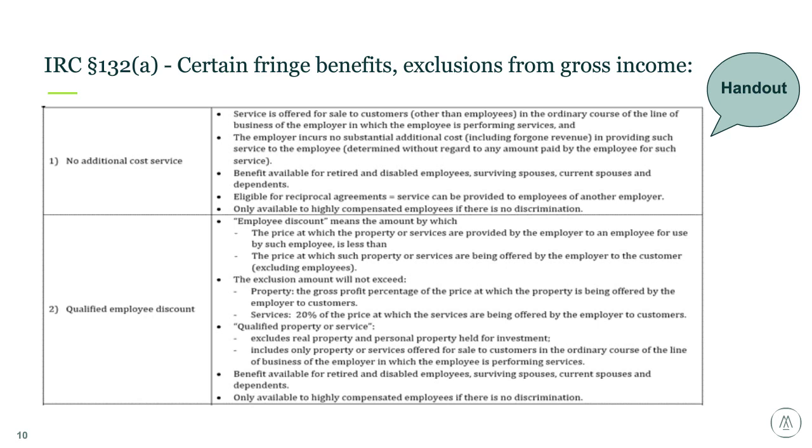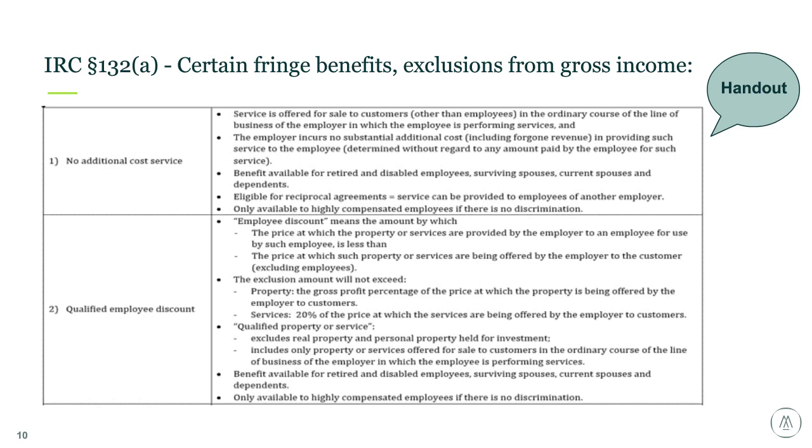So, for example, let's say you have a bookstore and you allow your employees a 30% discount when they buy at the store. If they're buying tangible items, you can exclude the profit percentage or the gross profit on the sale of that item.